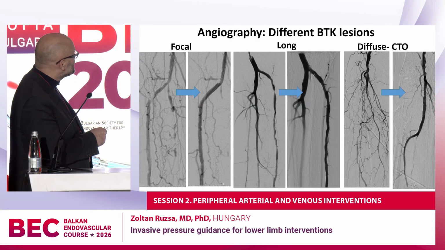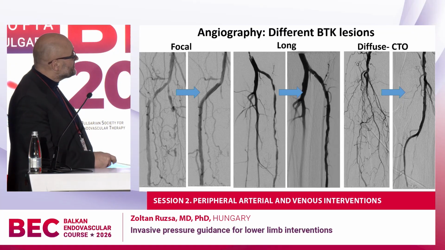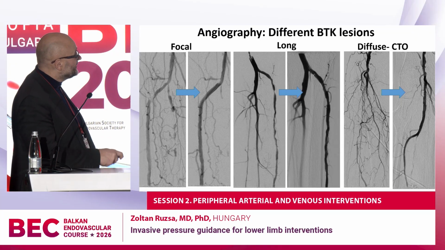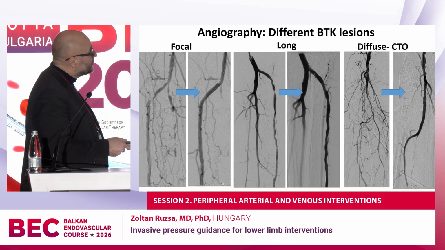In this lesion, it's very easy, it's short. We put a stent, a drug-eluting stent, and it's a nice result. But in the long lesions, is this final result nice? We don't know. With dissection here, it's okay here, another dissection, so we cannot tell the truth.